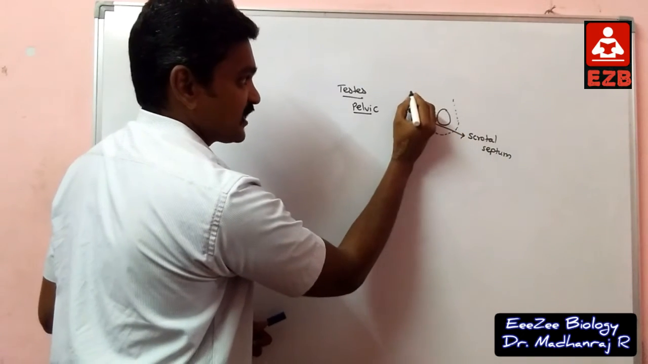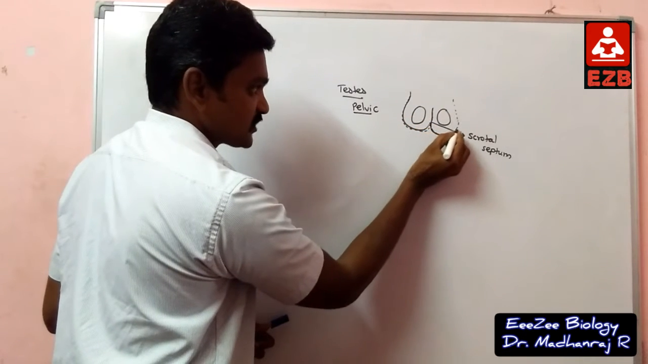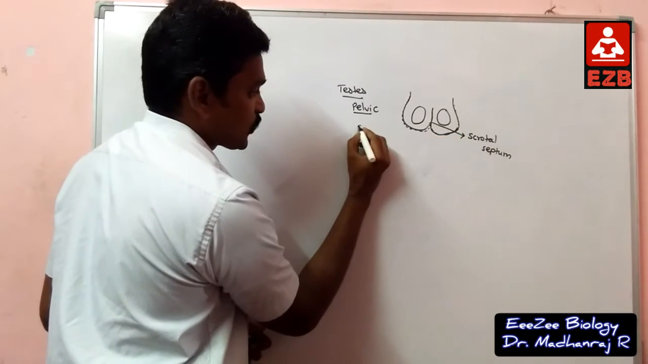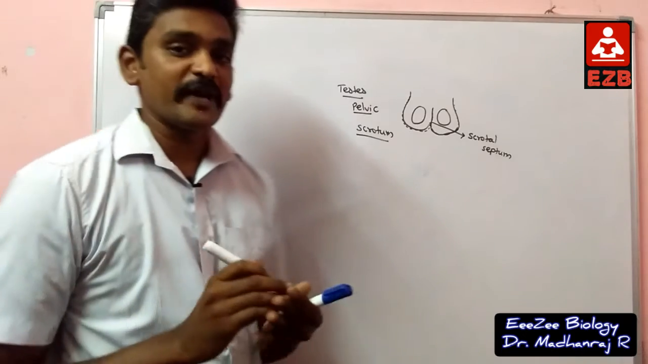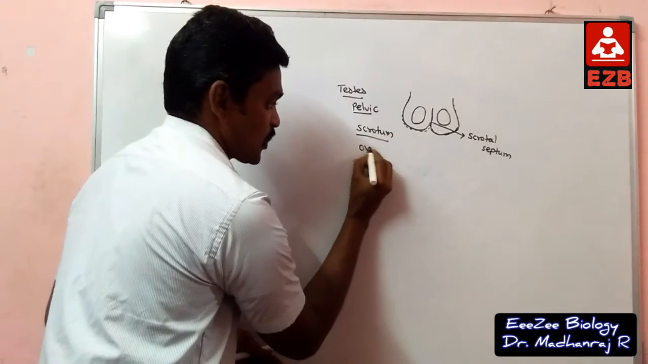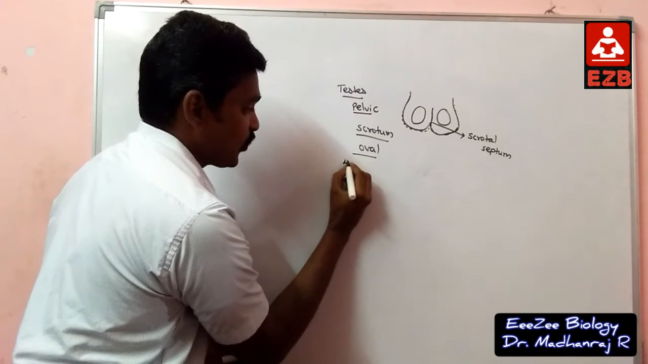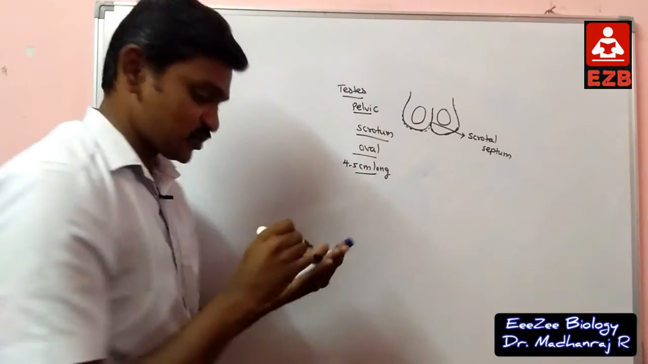So this is one bag, and one more bag is present here. Two bags are there. These bag-like structures are called the scrotum. In the scrotum only, these testes are placed. These testes are oval shaped, and the length will be 4 to 5 centimeters. So this is the size of the testis.